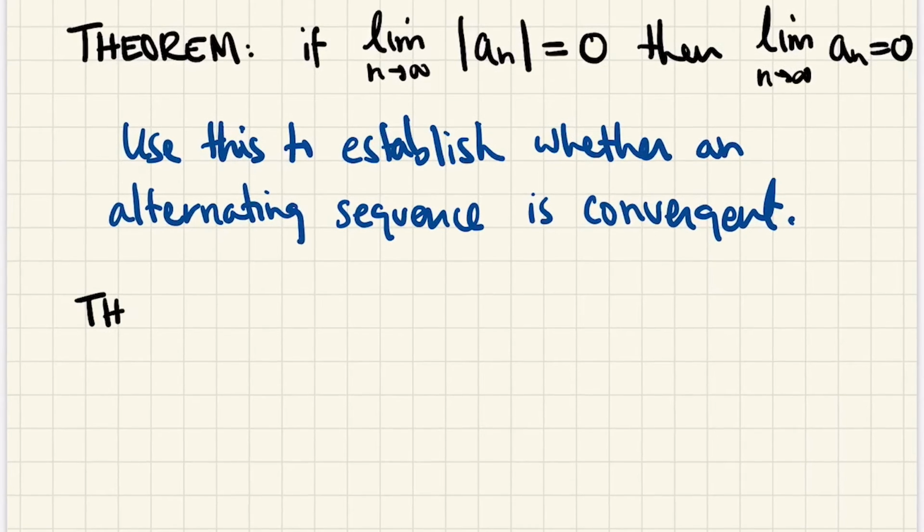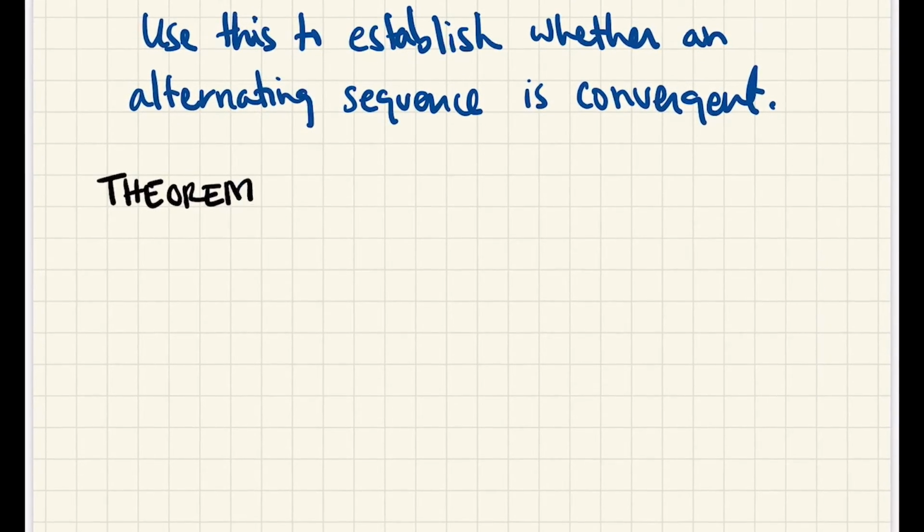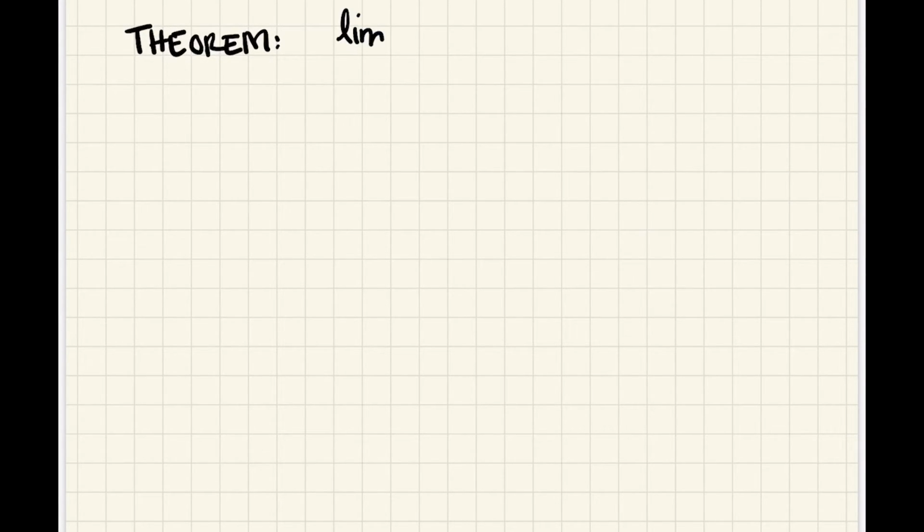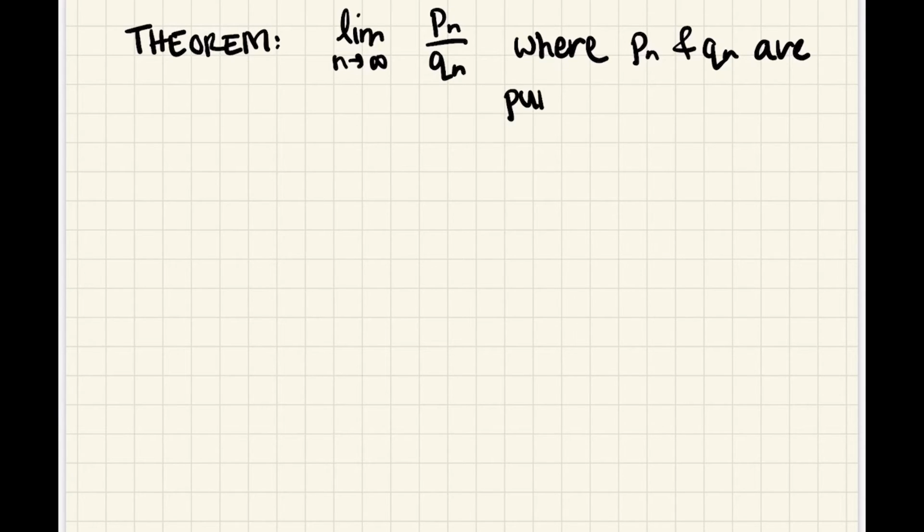Okay, and finally, one more theorem, which is going to be a huge time saver. And that's simply evaluating the limit of an algebraic expression. So we'll call it P sub n over Q sub n, where Pn and Qn are purely algebraic. What does that mean? They're polynomials, and possibly may include square roots and other radicals, but no natural logs, no exponentials, no trigonometry.